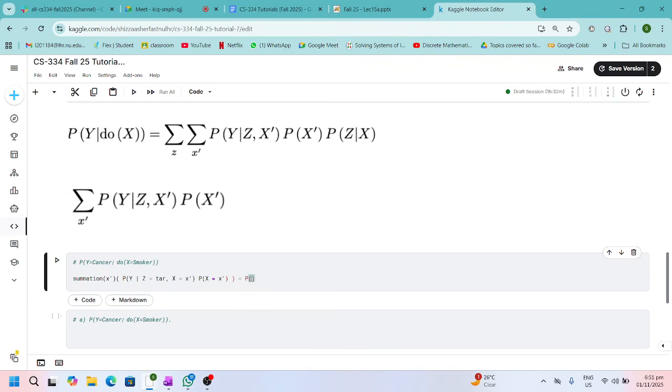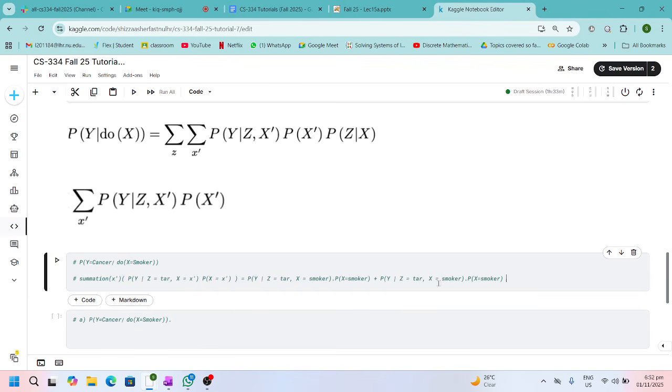So essentially, I'm going to expand on this for our information. The probability of Y given Z equals star, comma, X equals smoker, multiplied by the probability that X equals smoker. If you guys recall, in summation this is exactly what we are doing. This is the formula above which I've copied down. I have to check this for all possible values of x, and I'm doing this only when tar is true.